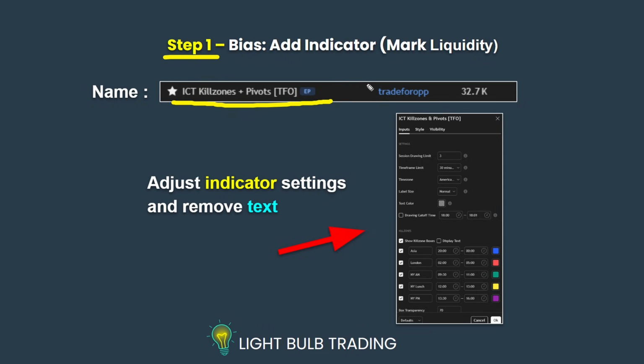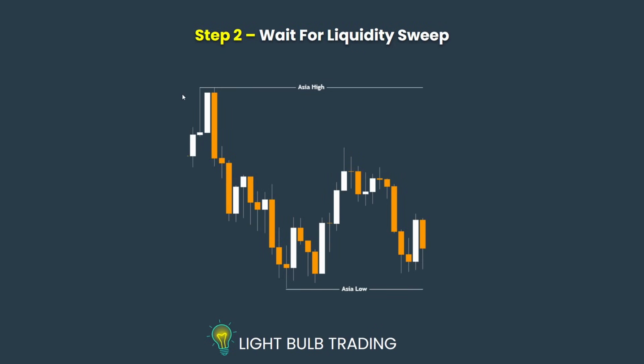This will just help you identify your session highs and lows correctly. But if you want to do it manually, you can also do that as well. Now here is my actual settings. I've just removed the display text. Next, we have identified the Asia highs and lows.